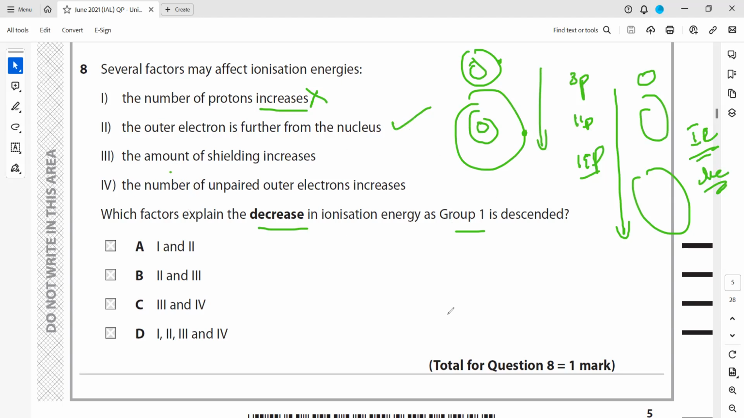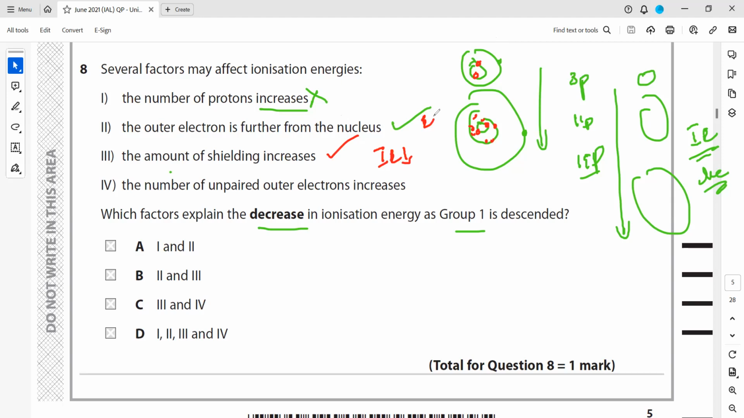The amount of shielding increases. The shielding effect depends on how many inner shell electrons there are. Lithium has only 2 inner shell electrons, while sodium has a total of 10 inner shell electrons. So sodium has a greater shielding effect than lithium, and potassium has a greater shielding effect than sodium. As the shielding effect increases, it becomes much easier to remove an electron, so the ionization energy decreases.